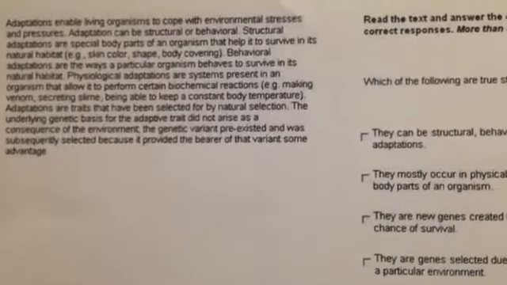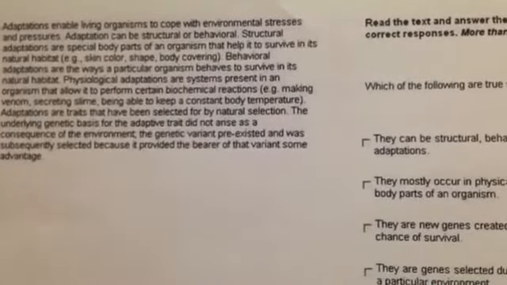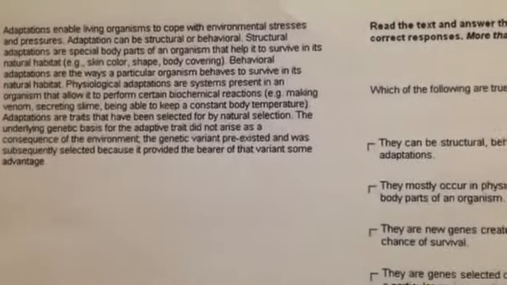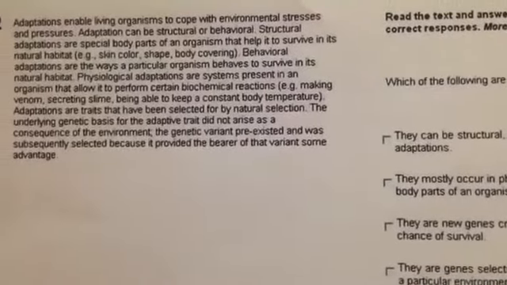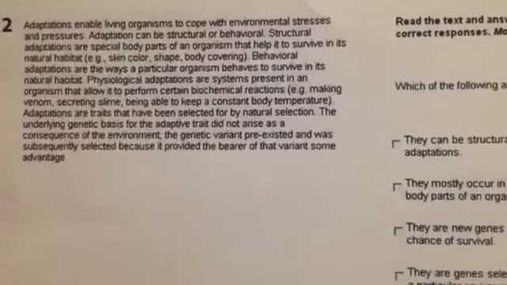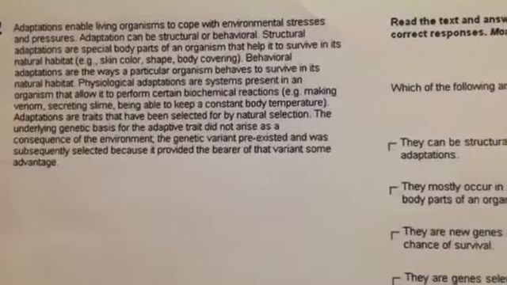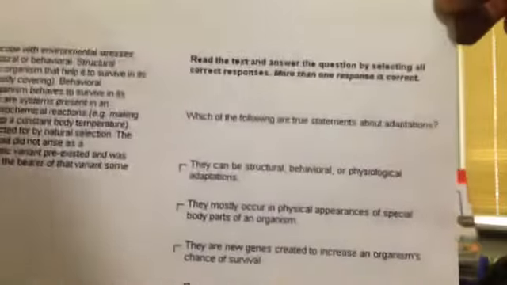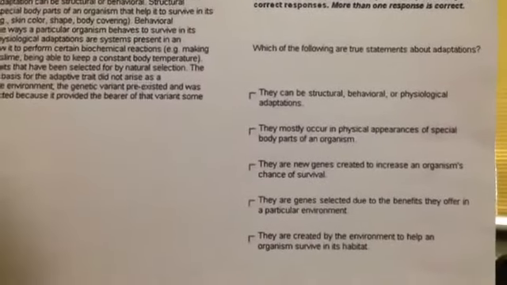Adaptations are traits that have been selected for by natural selection. The underlying genetic basis for the adaptive trait did not arise as a consequence of the environment. The genetic variant pre-existed and was subsequently selected because it provided the bearer of that variant some advantage. What are the questions that go with this? The question and the options. The question is, which of the following are true statements about adaptations? I think we'll cover the options and also discuss them.